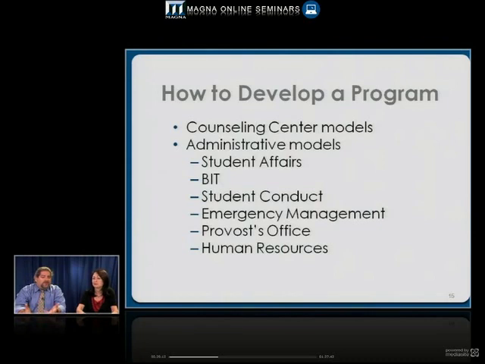Tulane has a wonderful case management program. That's one school to consider contacting, and Gonzaga, I think I might be mispronouncing that university as well, has a good program.